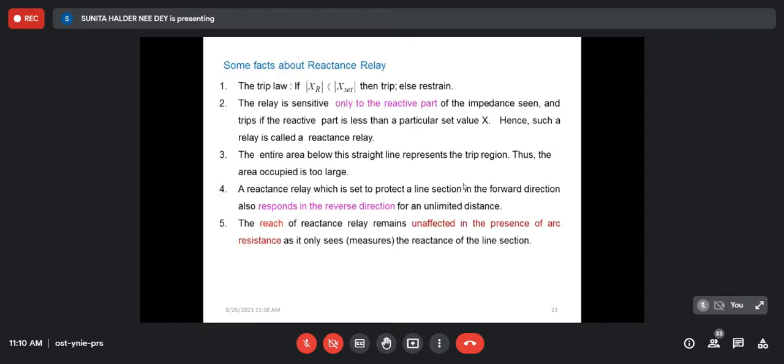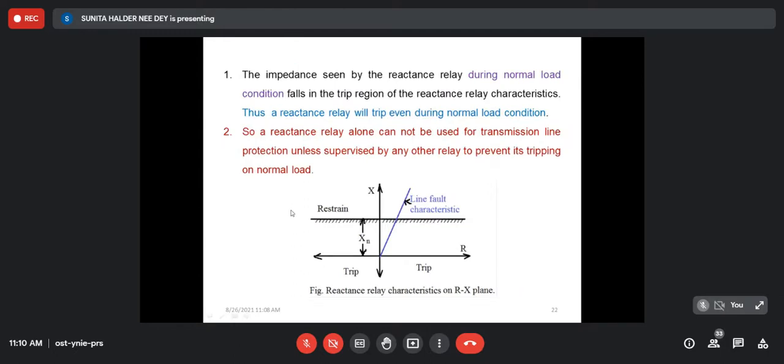So there are three types of relay. One is impedance relay, one is mho relay, and another is reactance relay. Mho relay and reactance relay are special types of relay. Understood? So whatever I have told, it is written here.